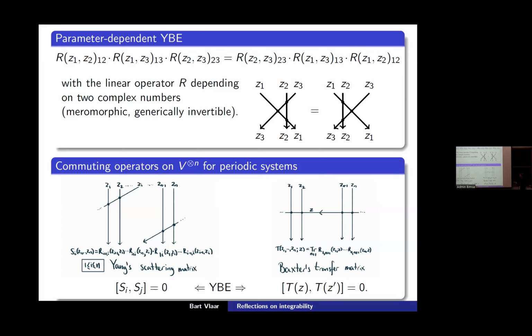So this was investigated deeply by Yang, and these operators for different values of i commute. This is a consequence of the Yang-Baxter equation. It's a nice homework exercise.